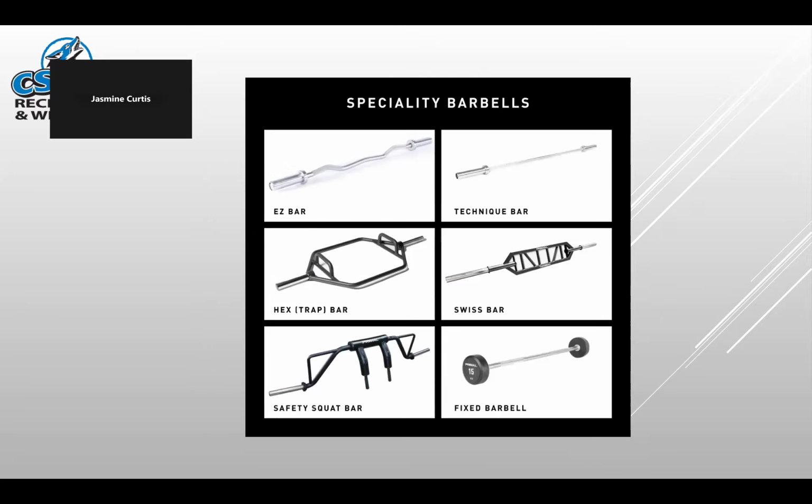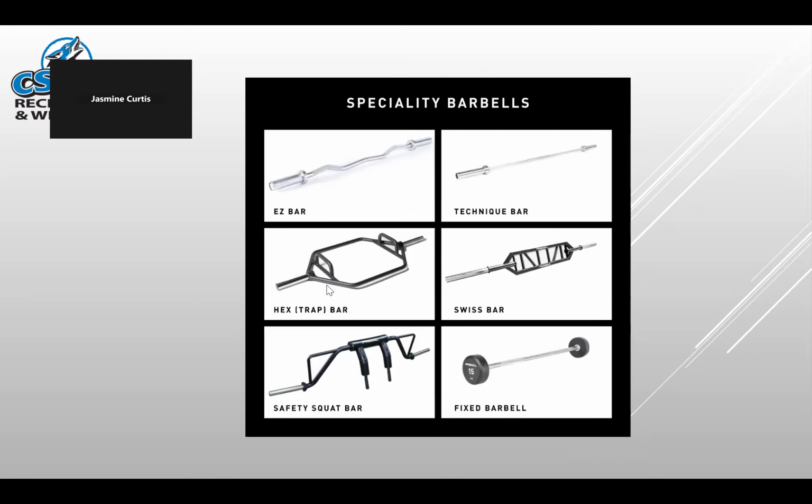We have the Easy Bar here. These are different types of specialty barbells. The Easy Bar has a little curve. You'll see these a lot at preacher curl stations. Technique bars sometimes weigh 15 pounds, and they're to practice Olympic lifting technique without the weight of the 45-pound bar. Sometimes there's also 35-pound bars as well.